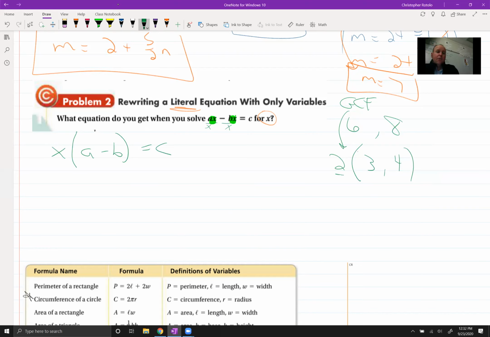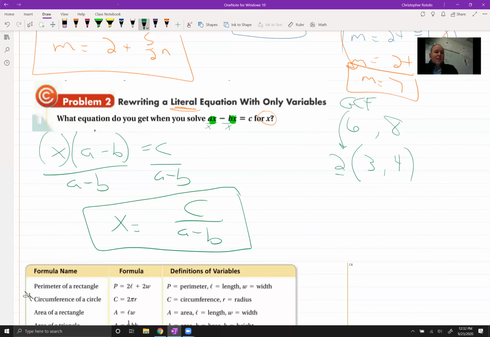Well, now that they're being multiplied, x is being multiplied by this a minus b, but I want x all by itself. So what's the opposite of multiplying? It's dividing. So divide it by this a minus b. So x equals c over a minus b. Okay, that's a tough one. And the key was way back here in the green highlighter: if you have 2 of the thing you're trying to solve for, we have to start thinking this involves the greatest common factor at some point. So we want that to end up in our brain.